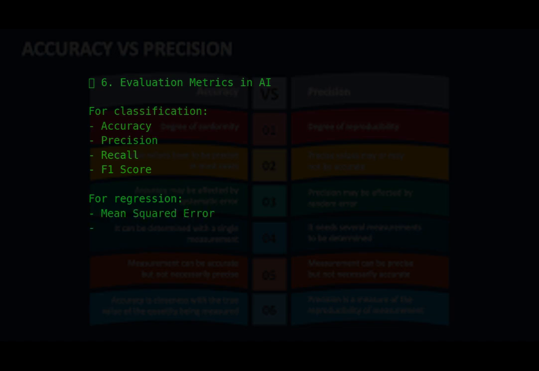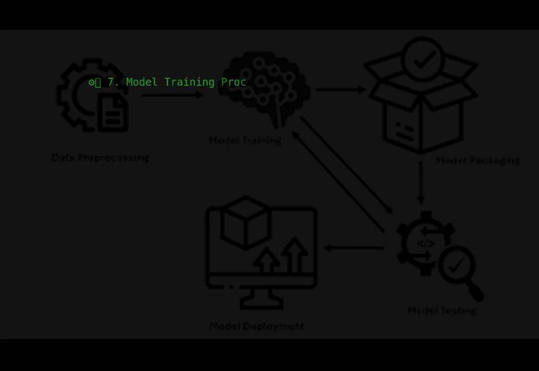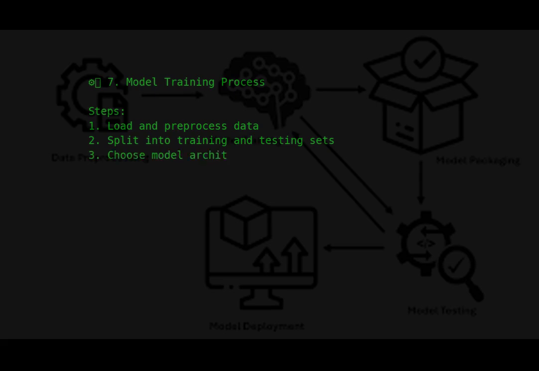In Section 7, we discuss the model training process. This includes data pre-processing, splitting datasets, selecting model architectures, training, validating, and testing. It's a crucial cycle that helps ensure your model performs well in real-world scenarios.